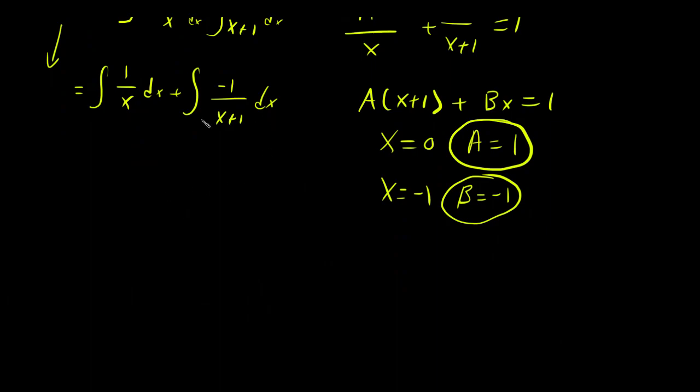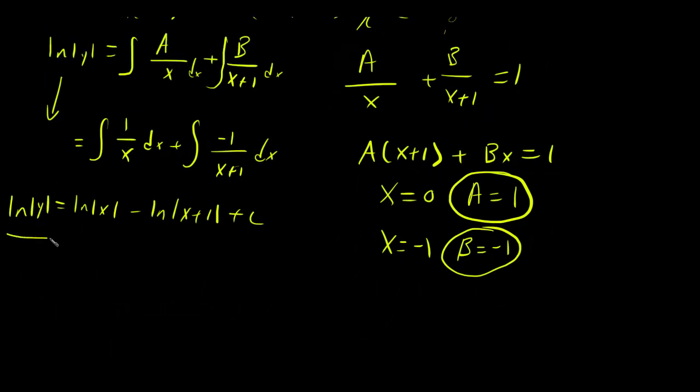Okay, so these, once again, are pretty simple integrals. In fact, this integral is the same as the y one. So ln of x minus, because there's a minus in here, ln of x plus 1. Because the derivative of this is just going to be positive 1, so to make it minus, we have to subtract the entire thing, plus c. Okay, this is a general solution.